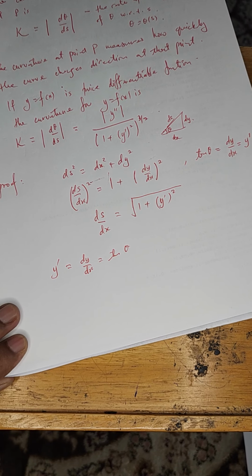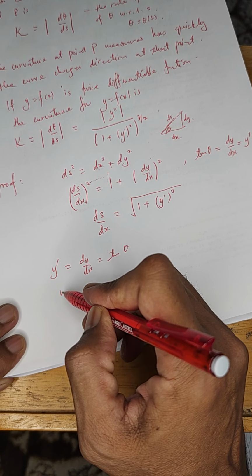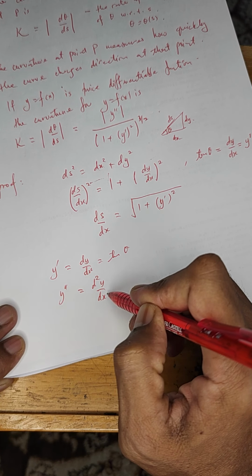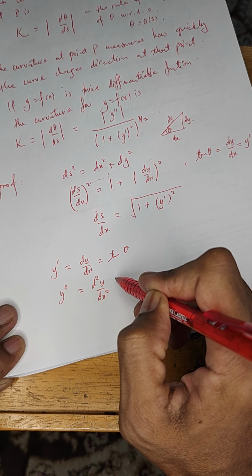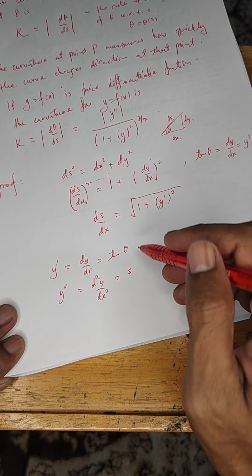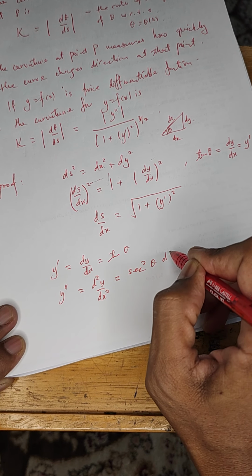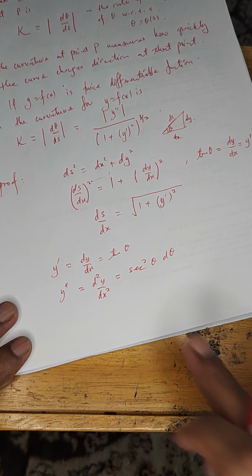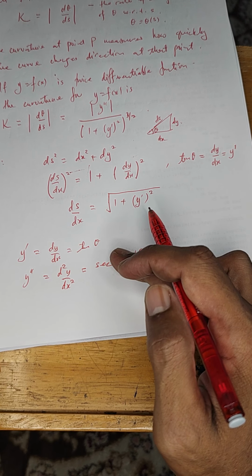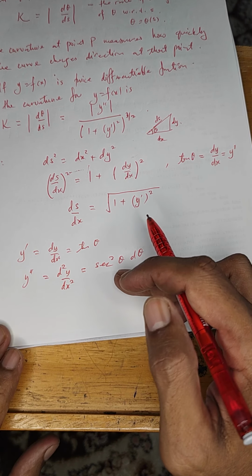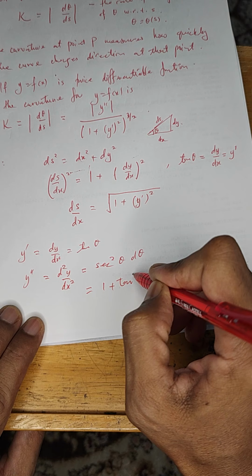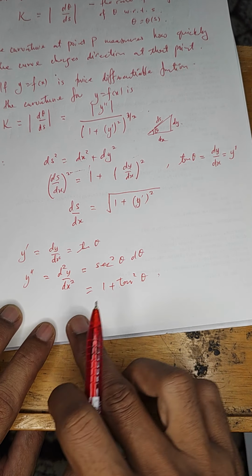Alright, and I can write y double prime, this is d2y over dx squared, and this is equal to secant squared theta d theta. And secant squared theta is 1 plus tangent squared. So this is actually equal to, I can write this as 1 plus tangent squared theta d theta.